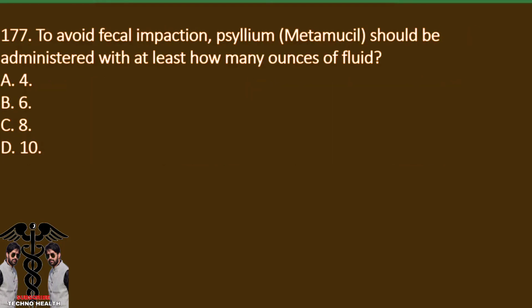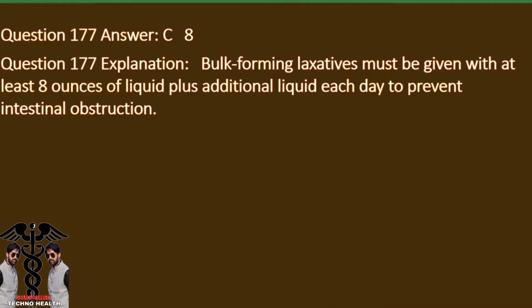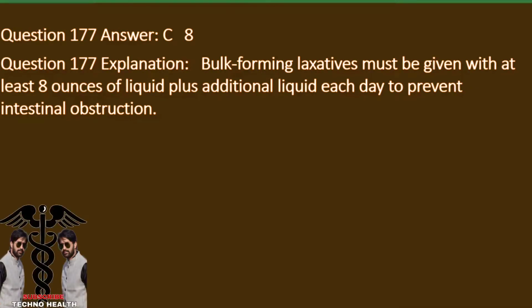Question 177. To avoid fecal impaction, psyllium, Metamucil, should be administered with at least how many ounces of fluid? A. 4. B. 6. C. 8. D. 10. Answer: C. 8. Explanation: bulk-forming laxatives must be given with at least 8 ounces of liquid plus additional liquid each day to prevent intestinal obstruction.